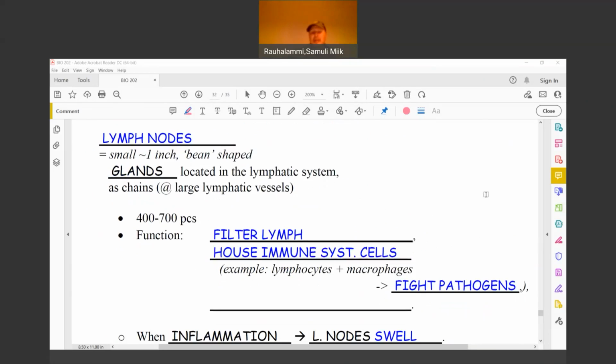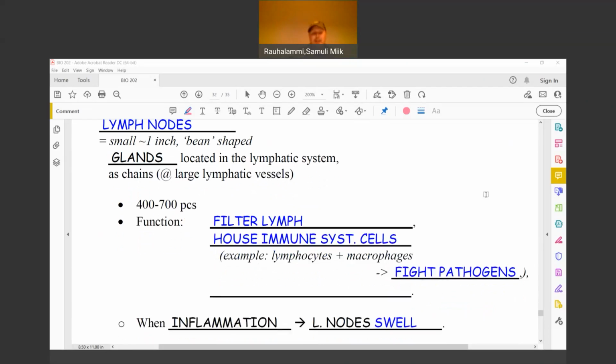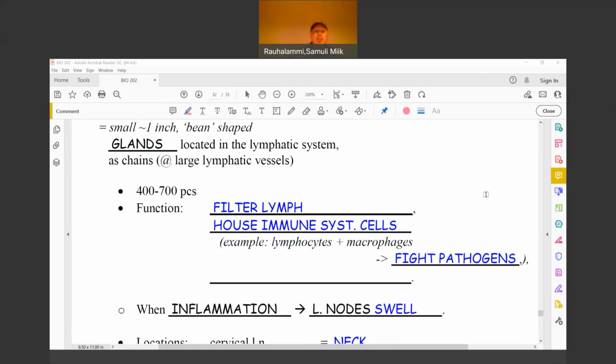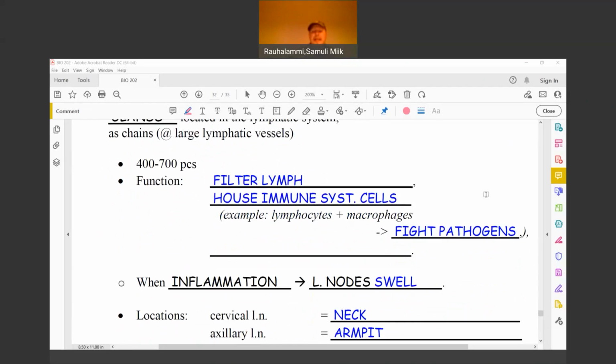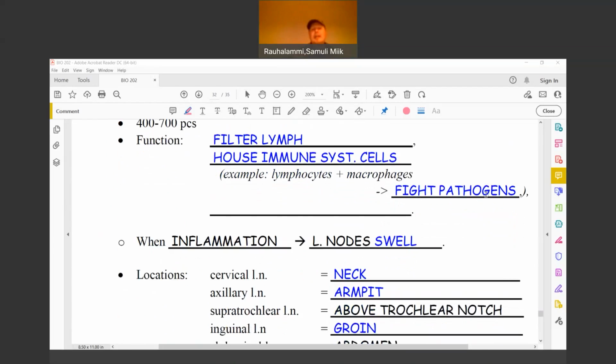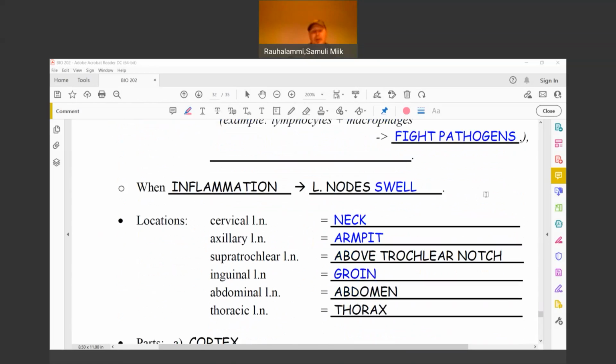So these immune system cells, their big goal was to fight the pathogens. When there is an inflammation, the number of white blood cells within the lymph node increases, and as a result, the lymph nodes might swell. So we're looking for that swelling, for the tenderness when the doctor checks your lymph nodes. If they are swollen, tender, that's probably a sign that there's inflammation going on somewhere.